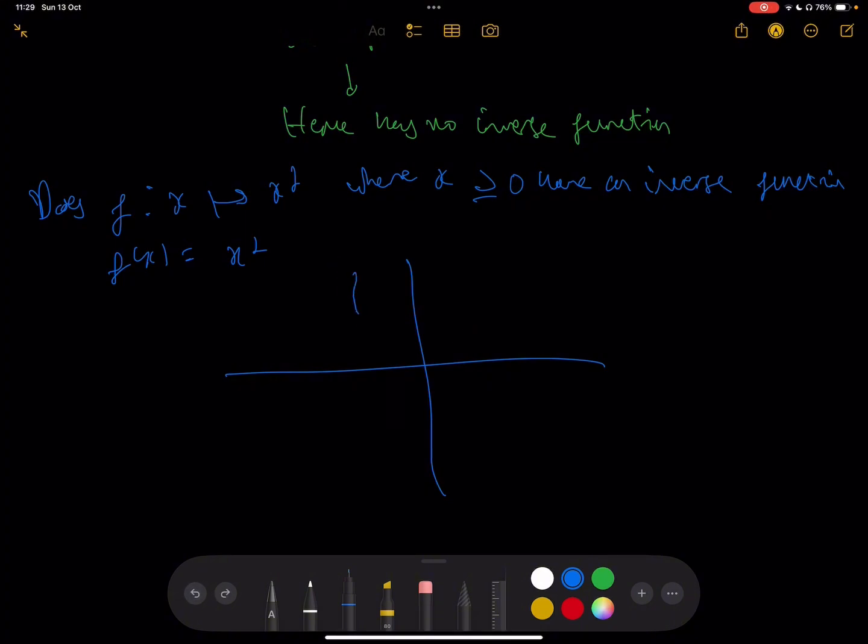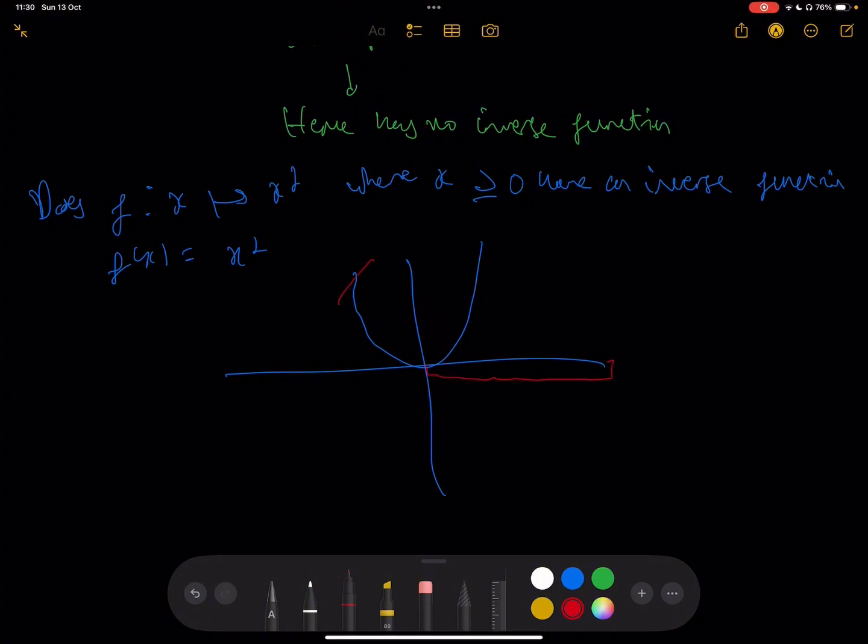Bloody hell, man. There we go. Alright, so this is where x has to be greater than 0. So what does this mean? This means that we're only including where the x value is greater than 0. So that'll be this section here.